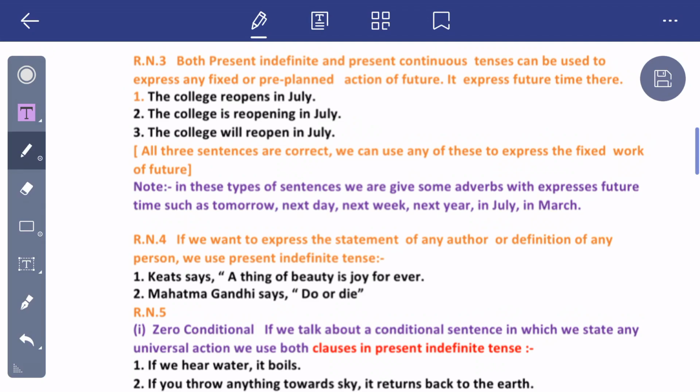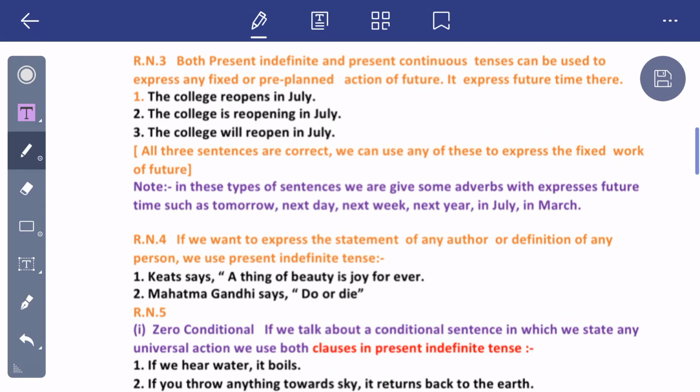Such as, look at the first sentence, the college reopens in July. Here I am using the first form, reopens. Now look at the second sentence, the college is reopening in July. In this sentence I am using present continuous tense. Look at the third sentence, the college will reopen in July. In this sentence, I have used future indefinite tense.